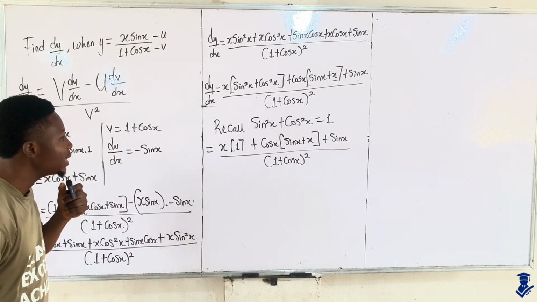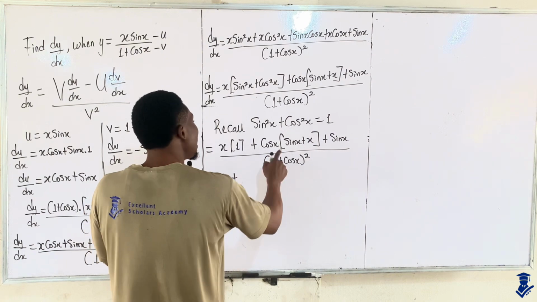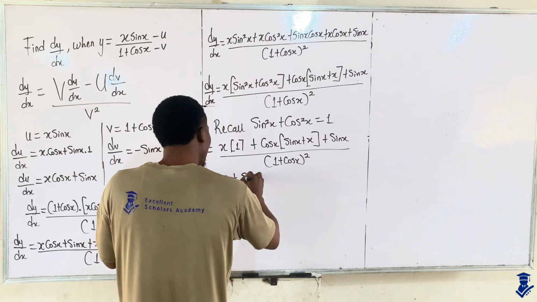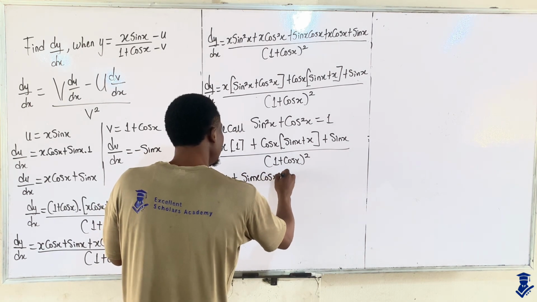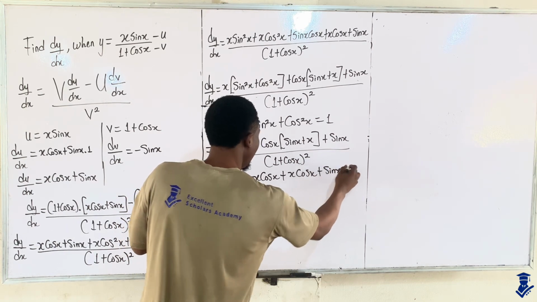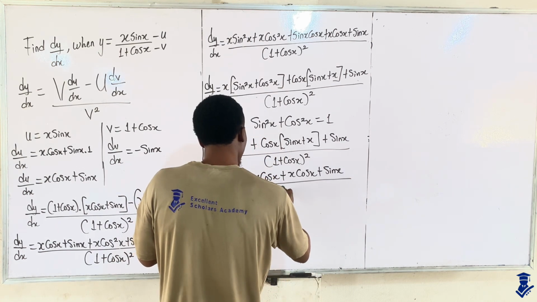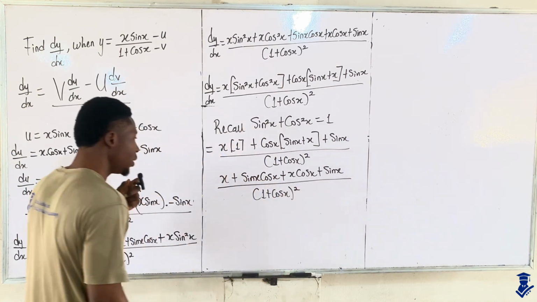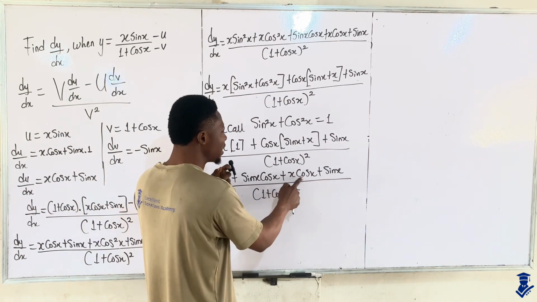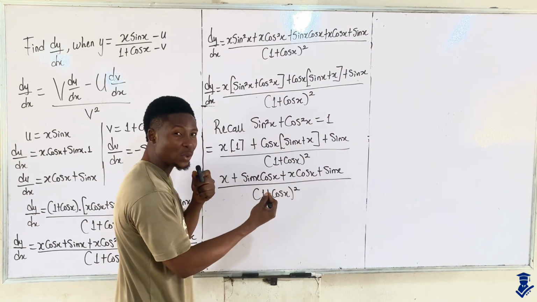All right. Now, what is going to happen? This multiplied by this, I have x plus. Now, let's open this back again. We're going to have what? Sine x cos x. All right. Plus x cos x plus sine x. All right. All over what? 1 plus cos x all squared. Now, if you notice, this is x. And if you notice, this is x cos x. Let them be together. This is sine x cos x and this is sine x. Let them be together.